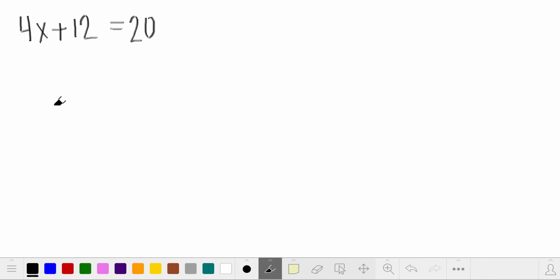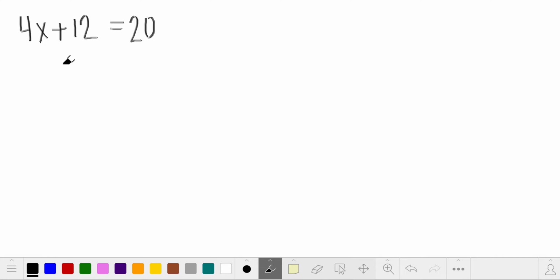In this video, I want to go over how to solve a two-step equation. There are two steps here in order to solve for x. The goal is to get this x to be by itself. So we have to take care of the 12 and we have to take care of the 4. And then we can know what x is equal to.